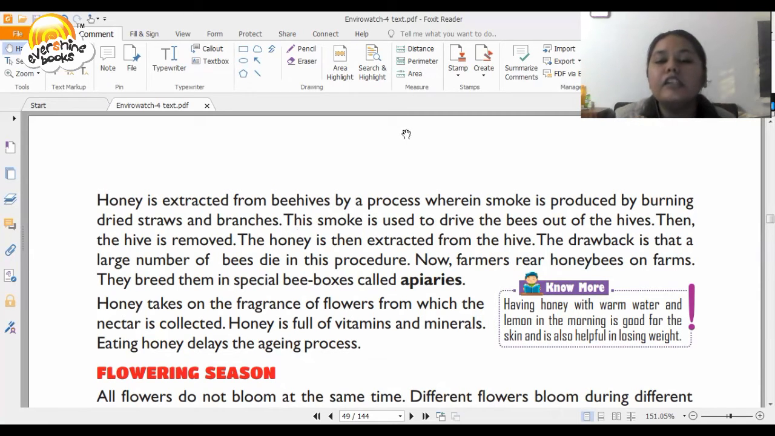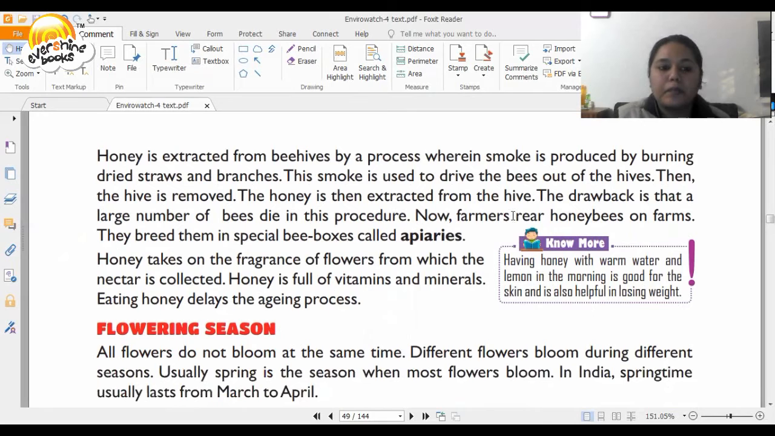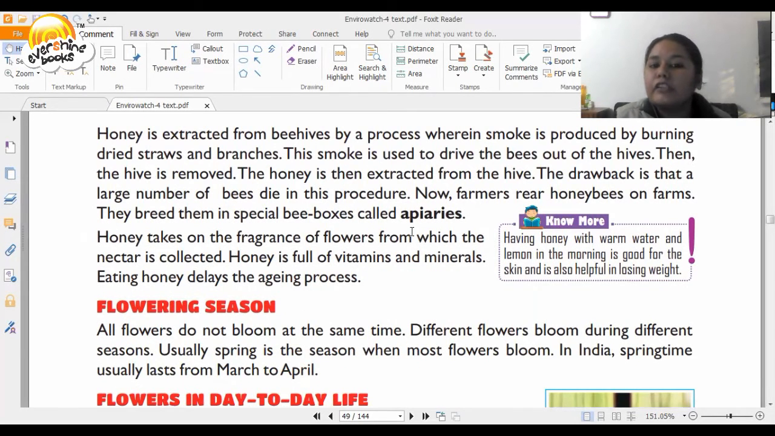the honey is stored. This smoke is used to drive the bees out of the hives. Then the hive is removed. The honey is then extracted from the hive. The drawback is that a large number of bees die in this procedure. Now, farmers rear honeybees on farms. They breed them in special bee boxes called apiaries. Honey takes on the fragrance of flowers from which the nectar is collected. Honey is full of vitamins and minerals, and eating honey delays the aging process.